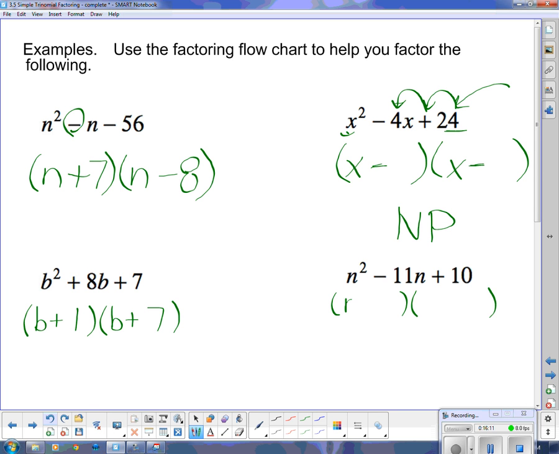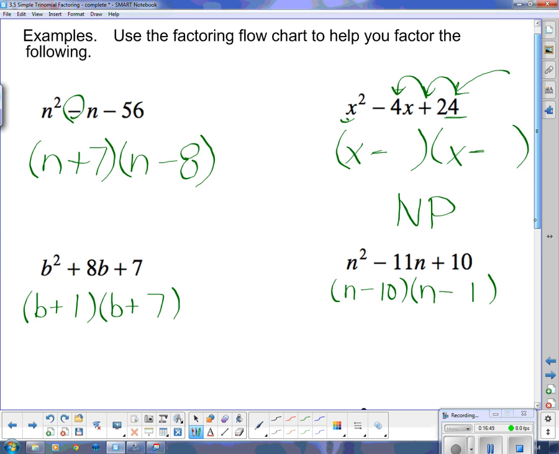I know I have n's at the front because that's the only way I can get an n squared here. And this sign tells me that the two signs in the brackets are the same. So then I have to look at this sign, and that tells me that they're both negative. Since the signs are the same, we're looking for a sum of 11 when we multiply to 10. Or, in other words, we can read the thing backwards and say, what multiplies to 10 and adds to 11? And the answer there is 10 and 1. The only other thing that multiplies to 10 is 5 and 2. That adds to 7, so it doesn't work.